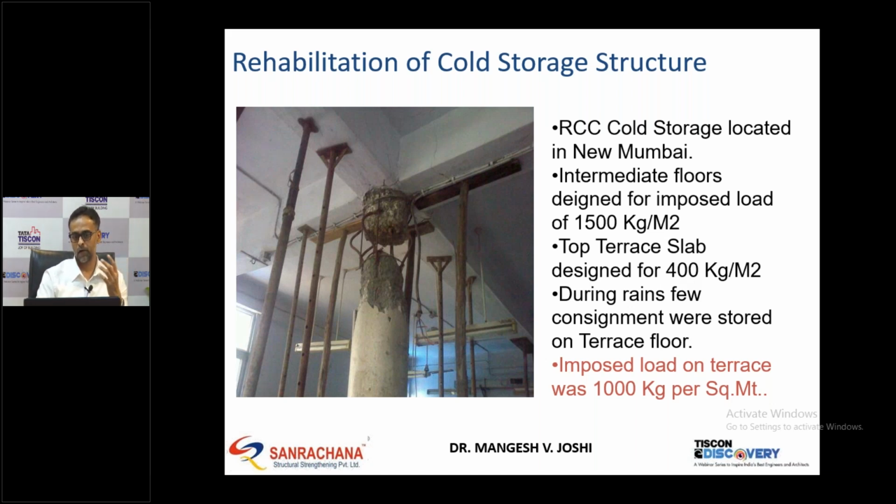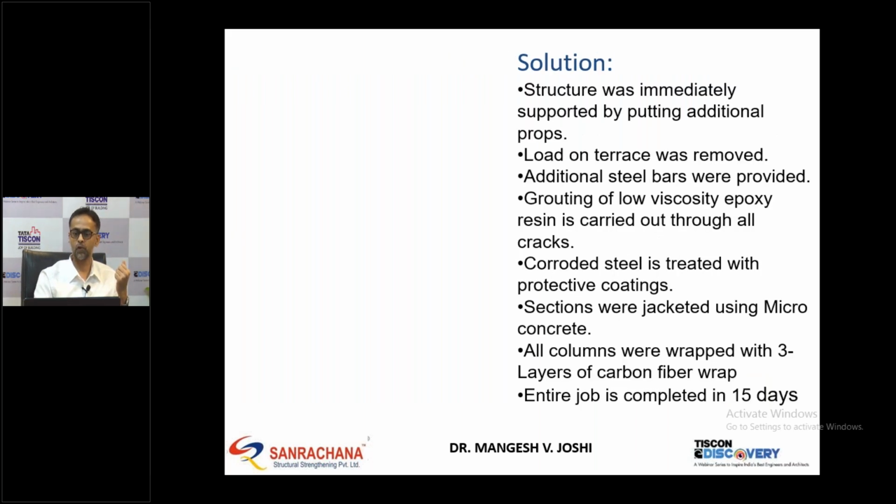During monsoon, the client stored all the leftover material on the terrace and covered it with tarpaulin. But in the process, he loaded it too high. He loaded almost 1000 kg per square meter, and the terrace was designed only for 400 kg. And naturally, there was corrosion also. The bars also lost their capacity. So this failure happened. So what was the solution?